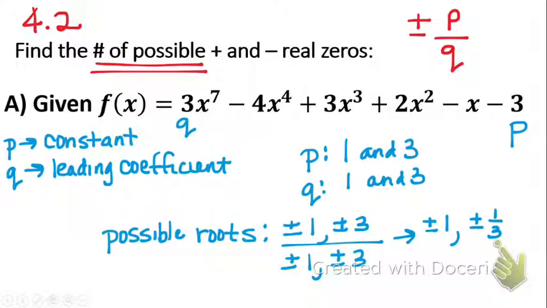And now let's do the same thing with the 3. You take the 3 and you divide that by 1. What's 3 divided by 1? 3. And then you take the 3 and divide it by 3. And what's 3 divided by 3? We already have 1, so we don't have to list that twice. So those would be your possible roots.